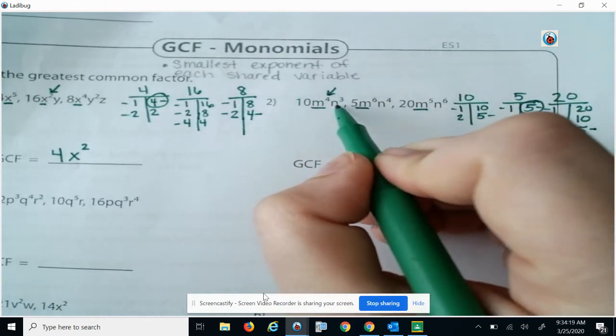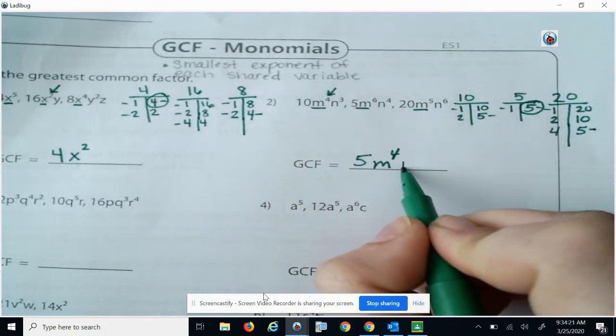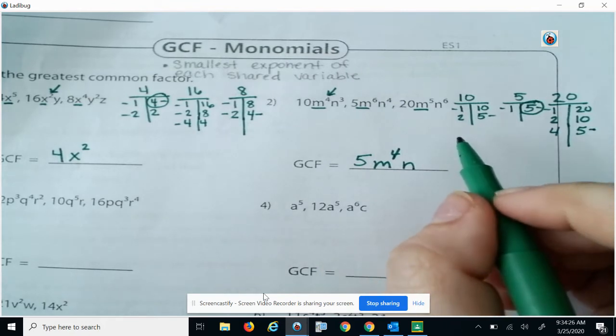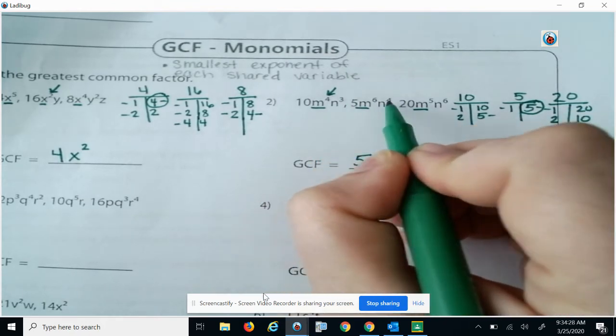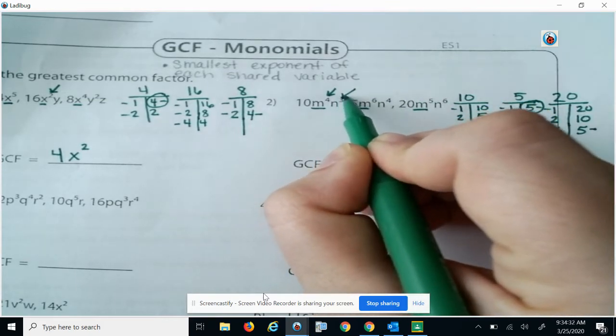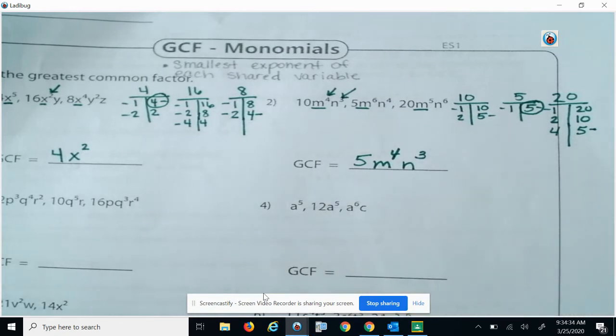Now n's, n, n. Yes, they all have an n, so n is going to be here also. What's our smallest exponent? I have 3, 4, and 6. Smallest one was 3, so I'm going to give it an exponent of 3.